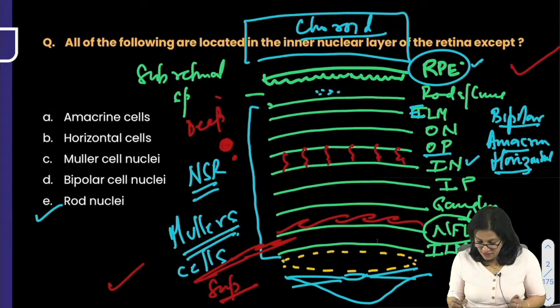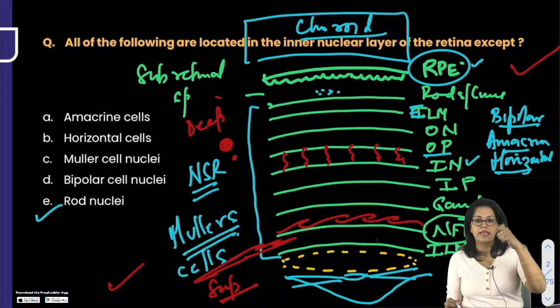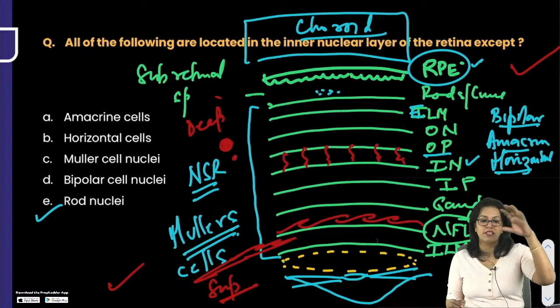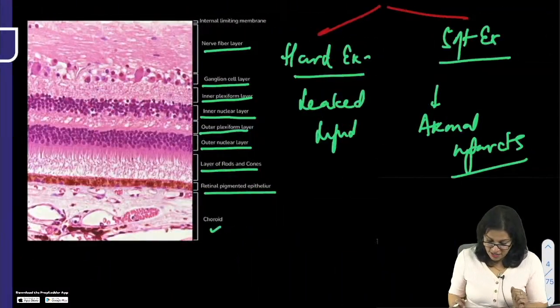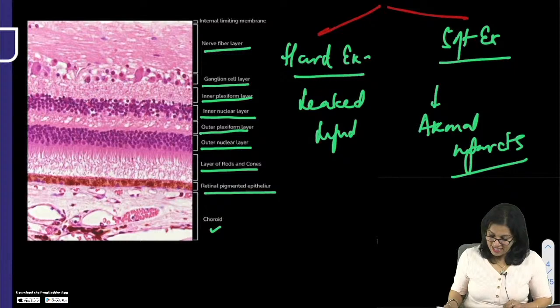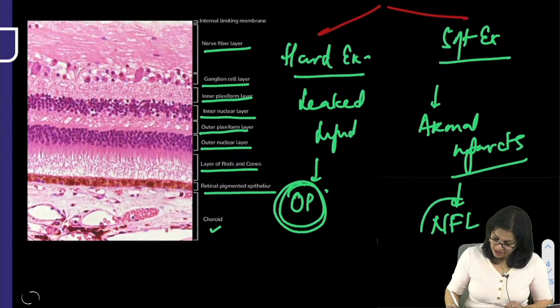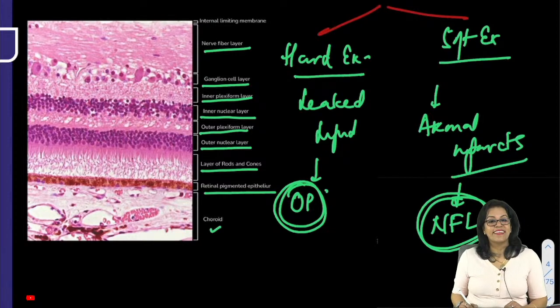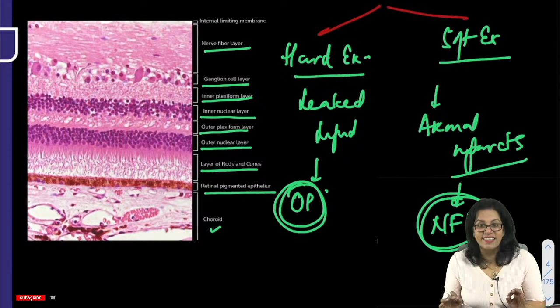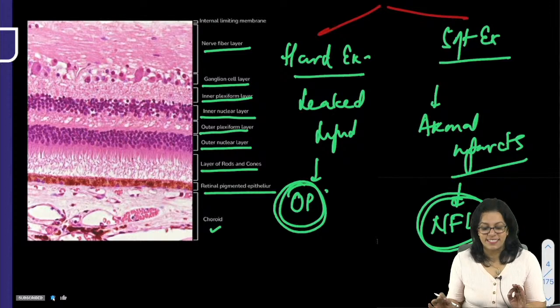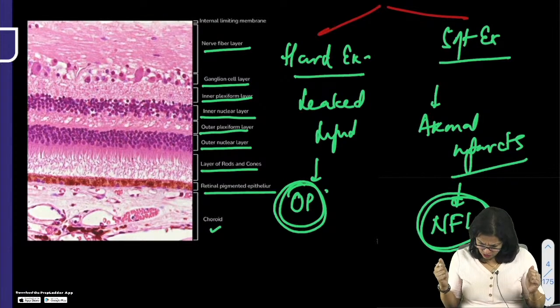And hard exudates, if they ask you, we will think like this. Between the outer plexiform and inner nuclear layer, generally the leakage is there. So we generally learn that hard exudates are mainly seen in the outer plexiform layer and soft exudates are mainly seen in the nerve fiber layer. Okay? So we will learn this and keep this in mind. Anything else I would like to add here?